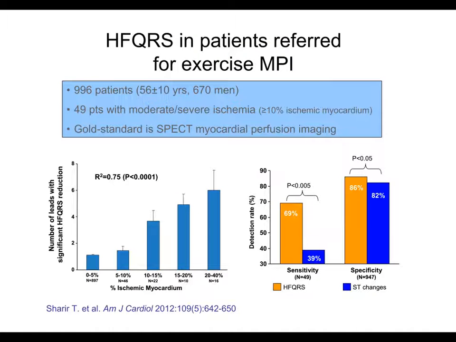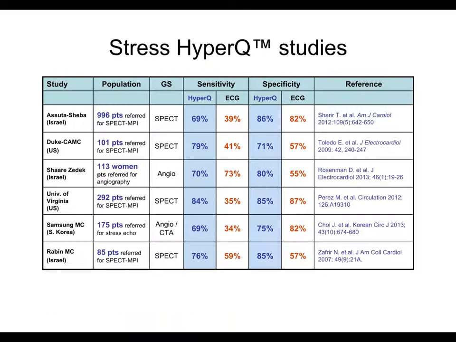A study of almost 1,000 patients compared the accuracy of HFQRS analysis versus ST changes. It demonstrated an increase in the test sensitivity, correctly diagnosing 69% of patients with ischemia compared to the 39% sensitivity of conventional ECG, while obtaining a slightly better specificity. The number of leads with significant HFQRS reduction is nicely correlated to the extent of ischemia as measured by myocardial perfusion imaging. This table summarizes the results of several stress ECG studies.